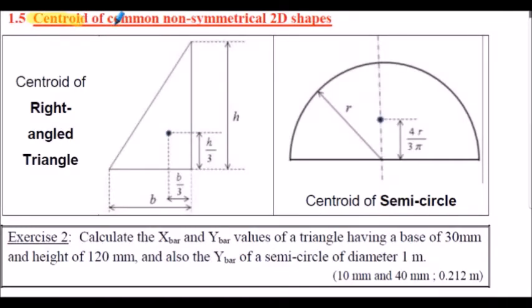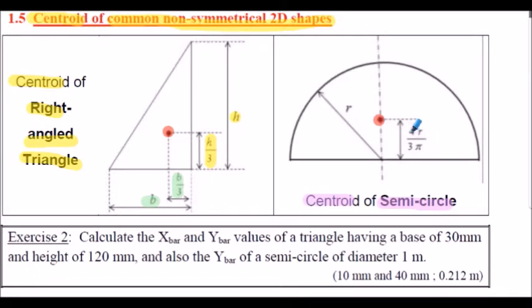Centroids of common non-symmetrical 2D sections. There are standard formulas available for us as engineers to use when we're evaluating the centroids of these unsymmetrical sections. On the left hand side here we have the centroid of a right angled triangle given to us. Notice the centroid in the vertical sense is a third of the height given, and the centroid in the horizontal sense is a third of the width given. So that defines the centroid of a right angled triangle in the x and the y sense. And we're also given here the centroid of a semicircle, shown here.